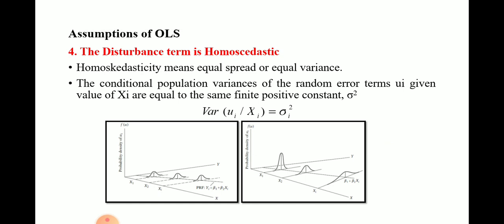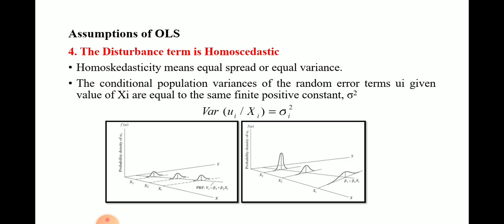The fourth assumption is a very important one, called the homoscedasticity assumption. Homo means equal, and scedasticity means variance. So equal variance of what? Equal variance of the error term. What does that mean? The variance of the error terms should be a constant number for all xi.